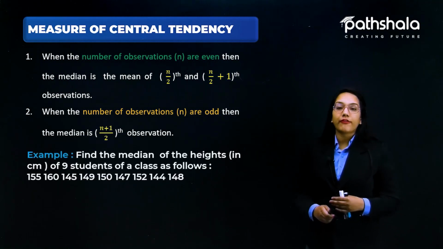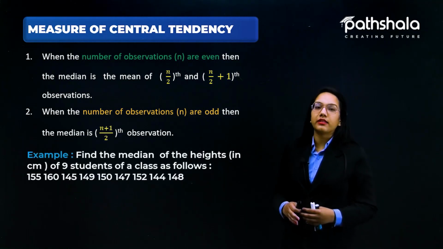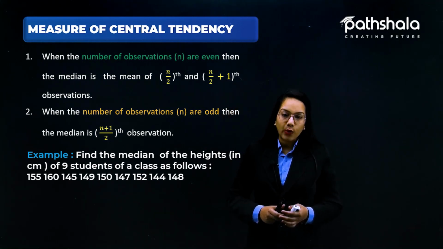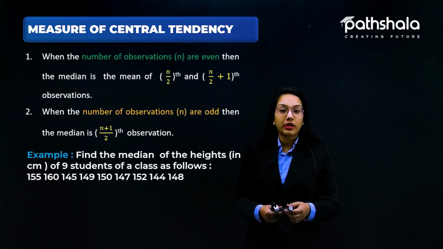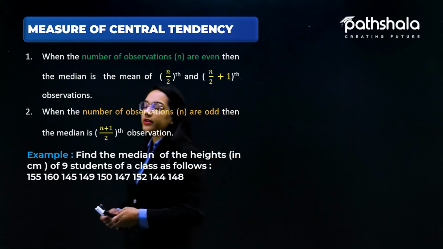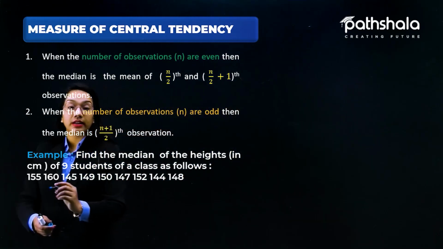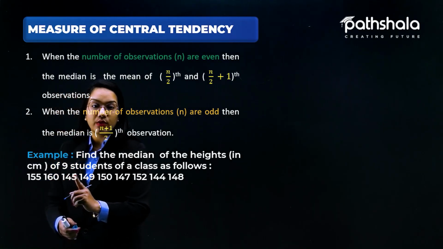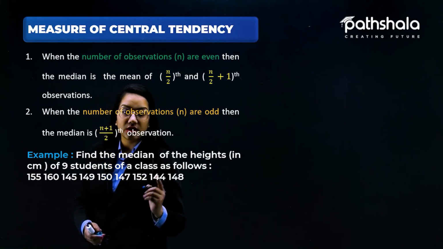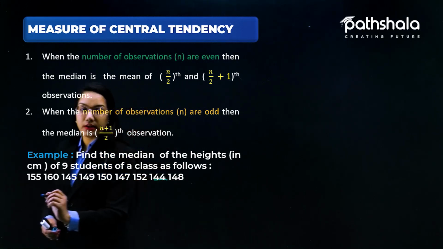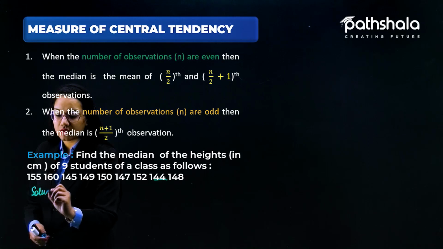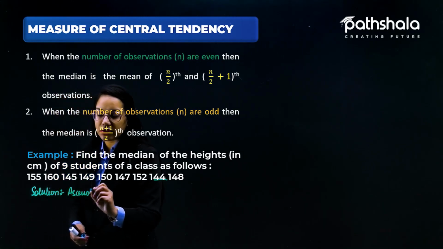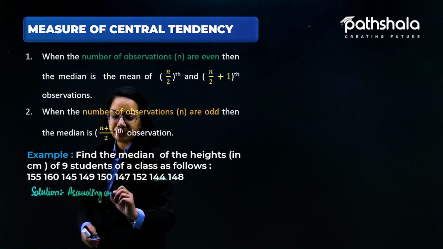Let us suppose I'm taking an example and it says find the median of the heights in centimeters of 9 students of a class as follows. First of all, I have to arrange it in an ascending order or a descending order. So I'm arranging it in an ascending order. Looking for the smallest value over here, as you can see, the smallest is nothing but 144. Let's arrange it in an ascending order.